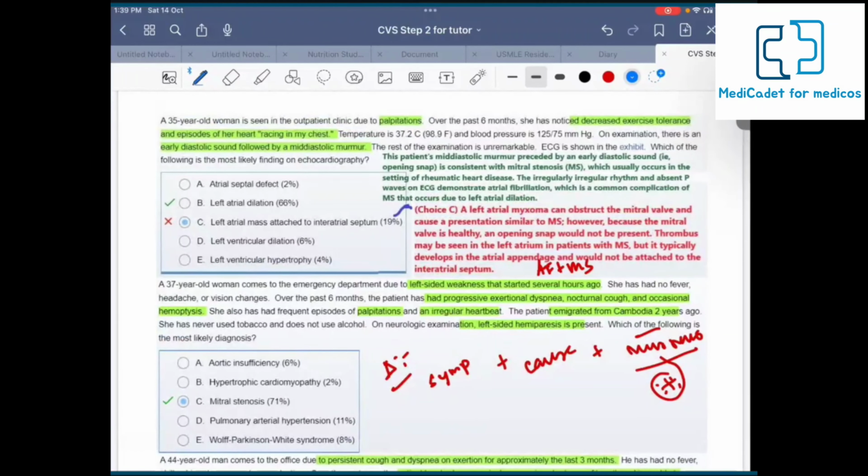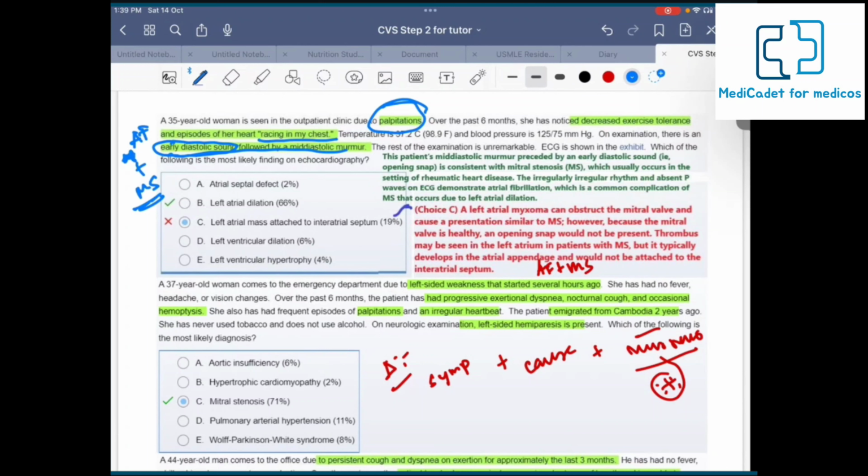On examination, there is an early diastolic murmur. So I usually go with the murmur first. Diastolic murmur followed by an early diastolic sound, like I told you, right? They didn't mention an opening snap. They only mentioned an early diastolic sound. It could be a sound next to S3 or S4. That's how they mention all these sounds. And they also mentioned that the patient is having palpitation and a racing heart. If this palpitation is associated with a diastolic murmur, then it's going to be MS with AF, right?